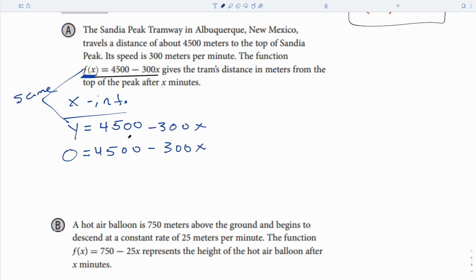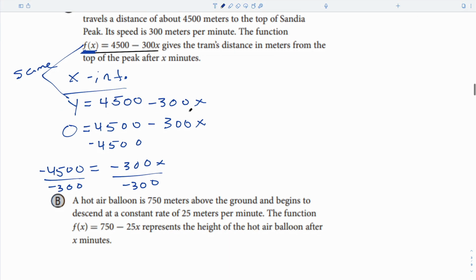Simple two-step equation. Elia, what do I subtract first? Okay. Move that over. You get negative 300x equals negative 4500. And divide by negative 300. Can anyone do that mentally? It's 15 even. Okay. X equals 15.